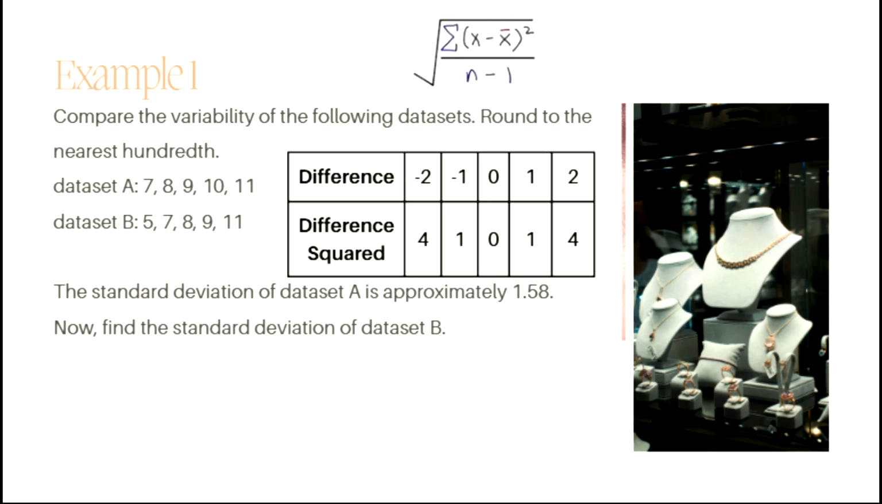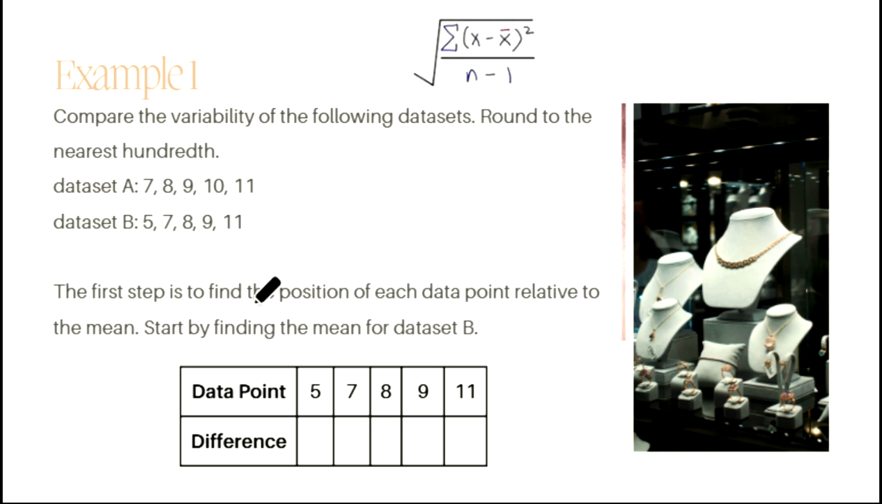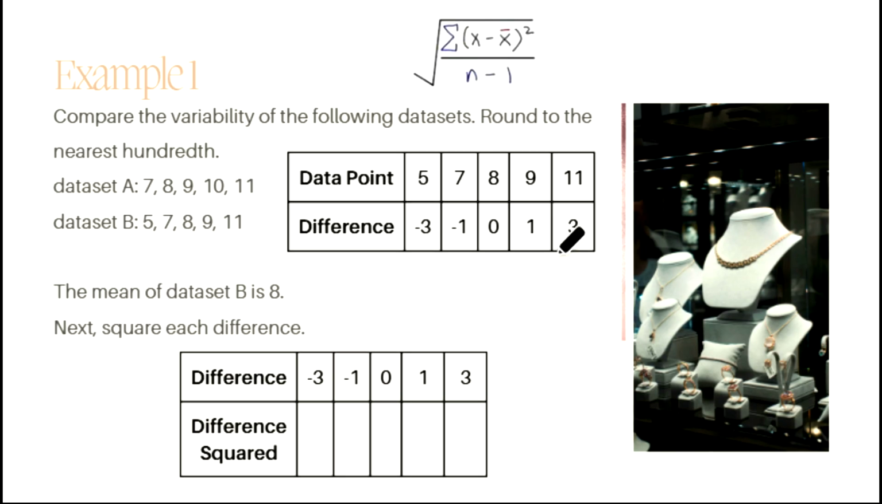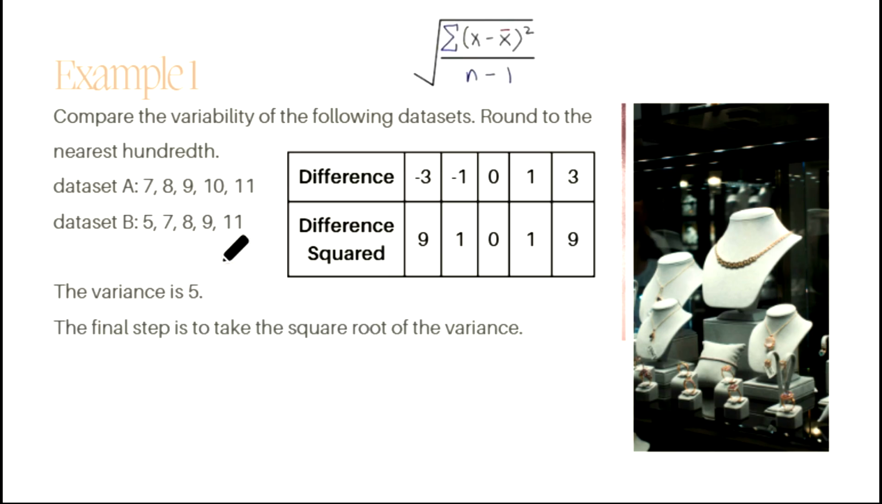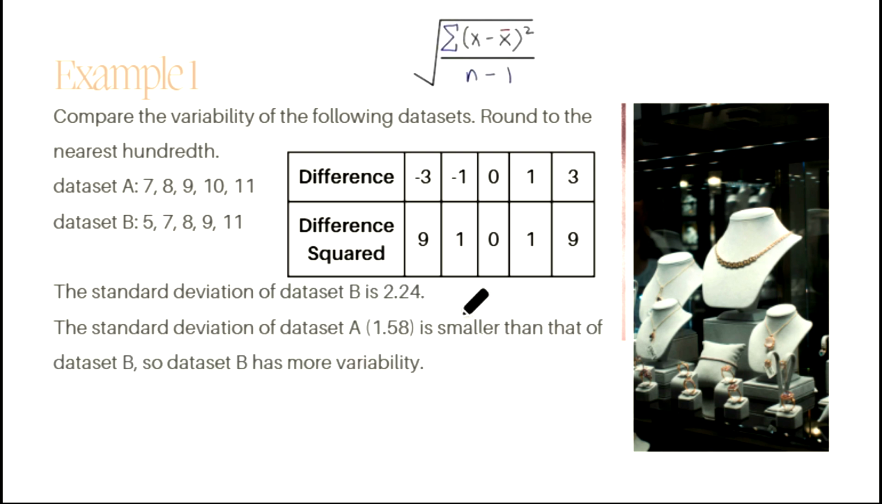Now you're going to do all the same steps for data set B. So first you find the mean. Okay, then you take that mean and you figure out the difference between the data point and the mean, which is that. Then we're going to square all of this information to get rid of the negatives, which is that. Then you're going to add all these together, divide it by n minus 1, which gives you that. Then you're going to take that and find the square root of it, which is that.